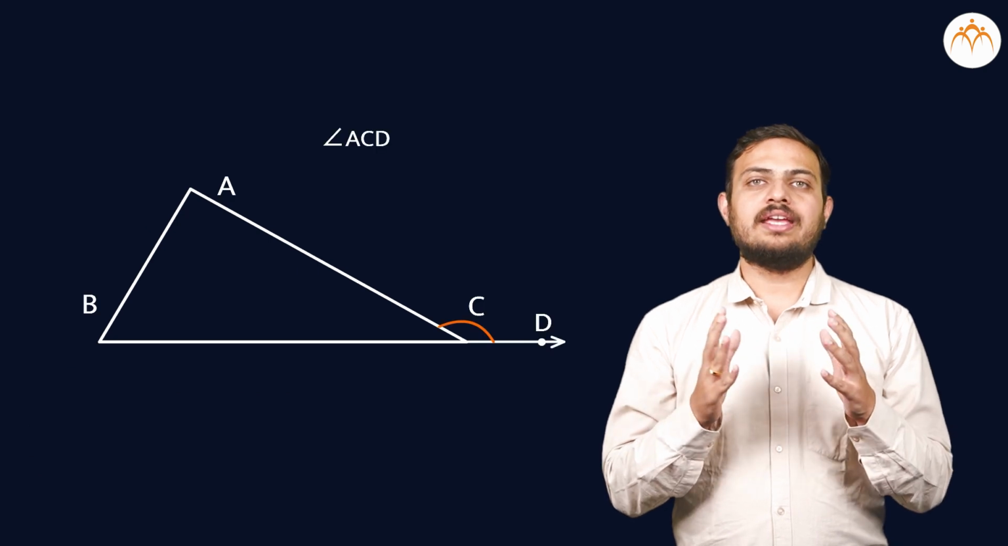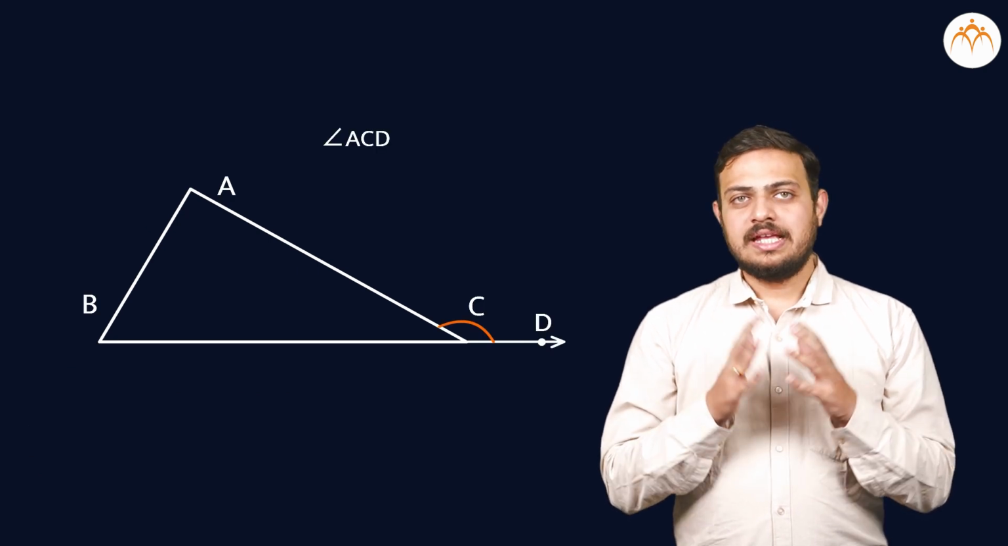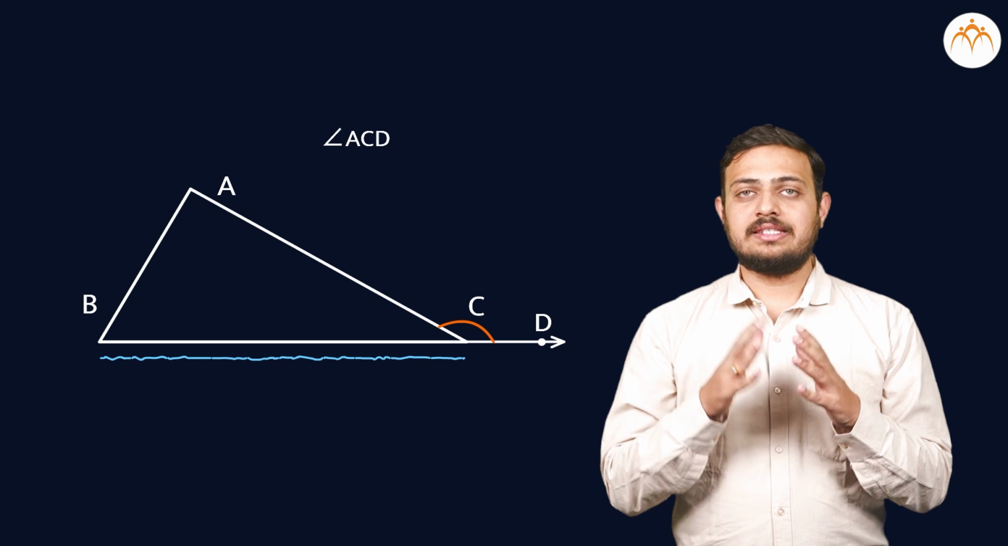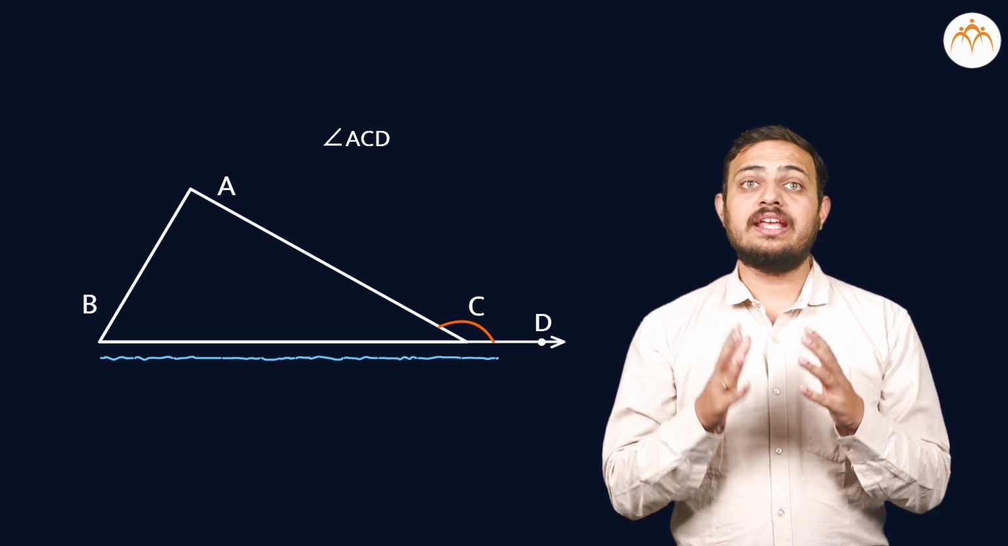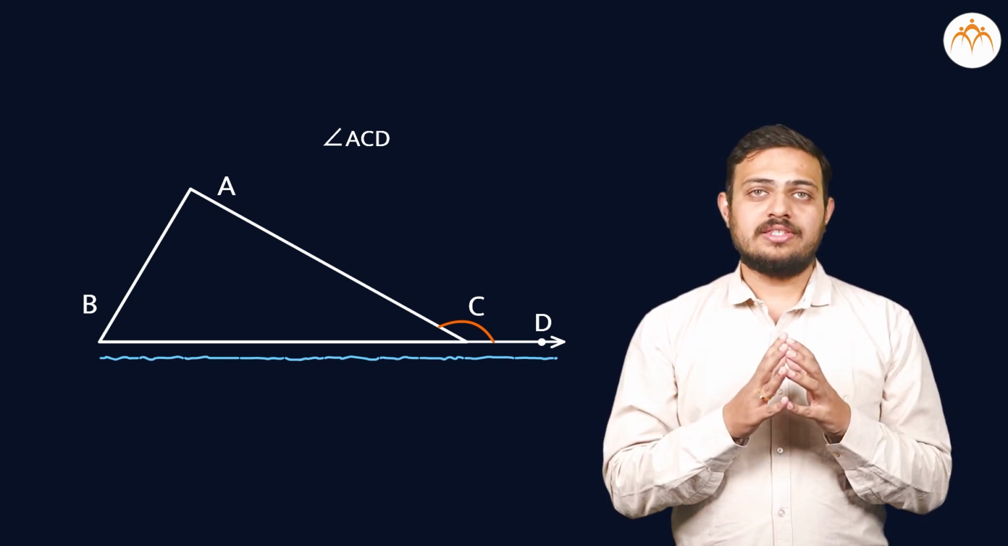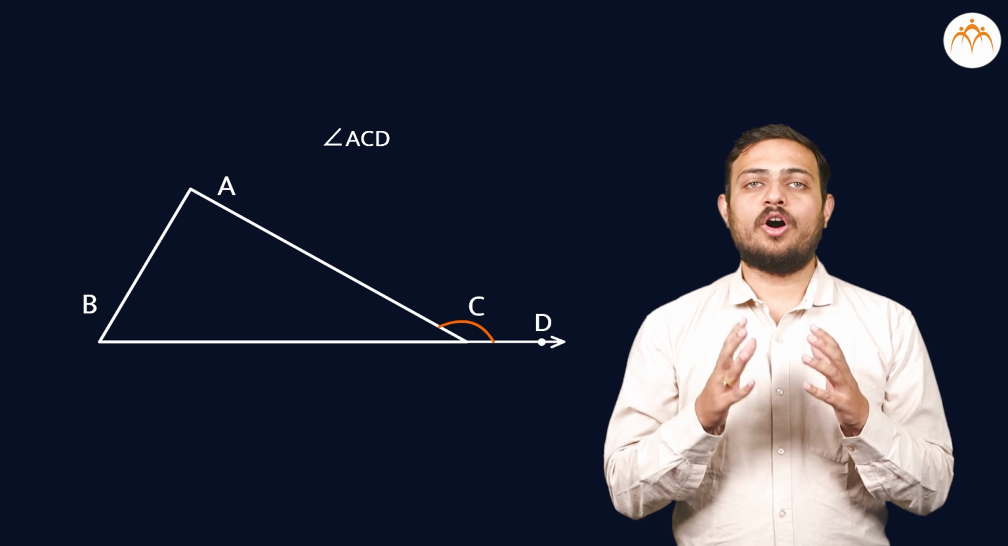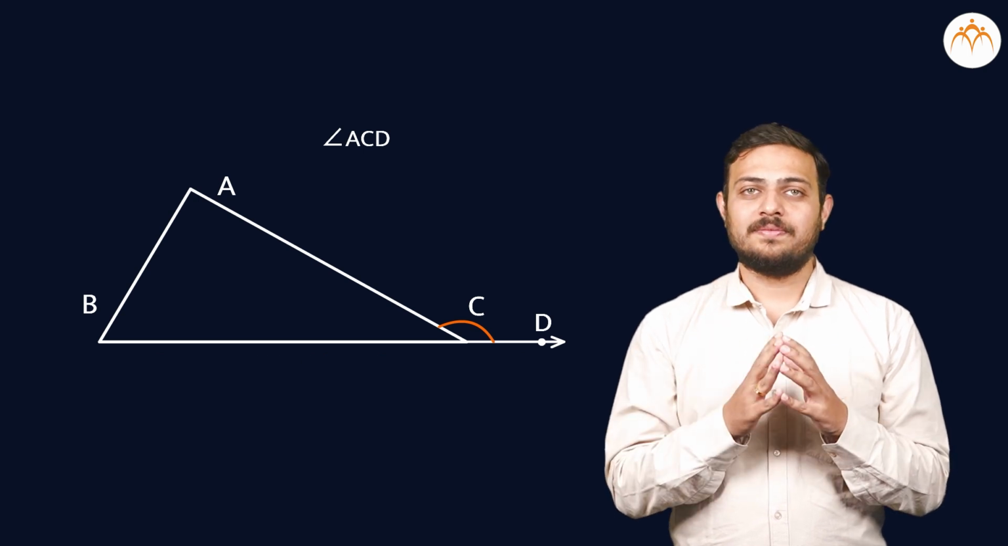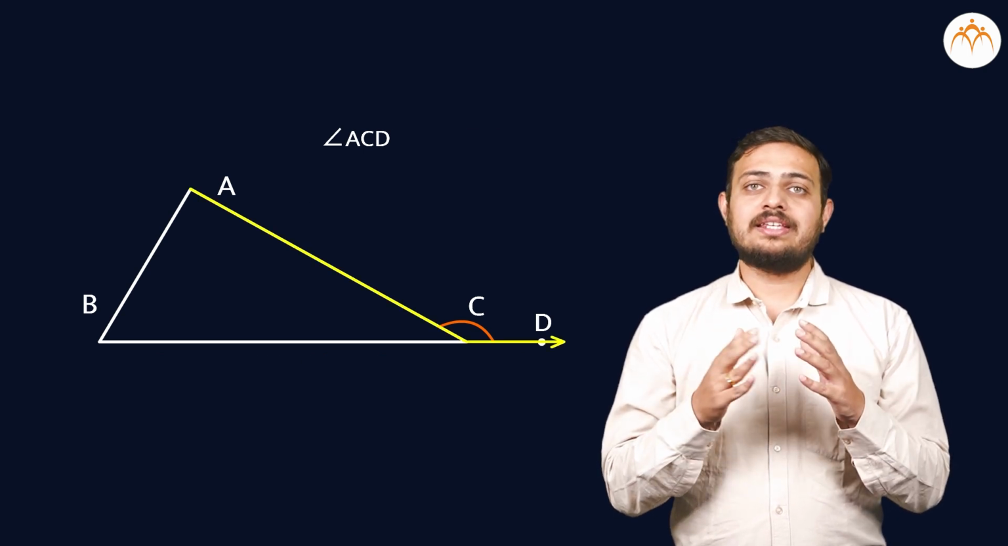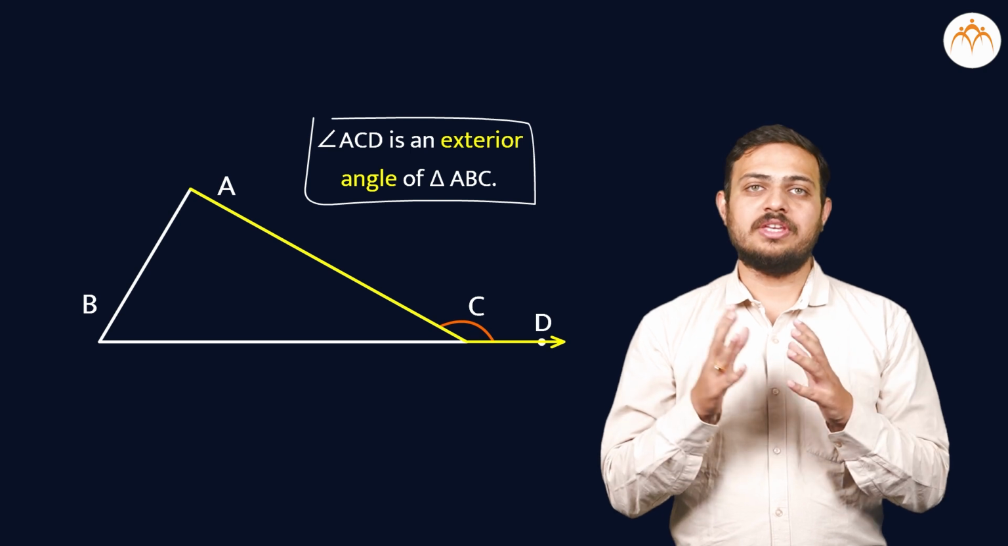Look at angle ACD in this figure. Side BC of the triangle is extended to draw ray CD. Side AC and ray CD form angle ACD. Angle ACD is an exterior angle of triangle ABC.